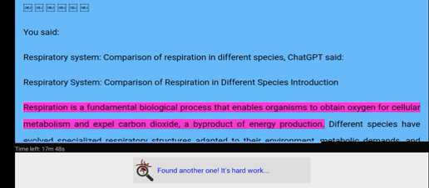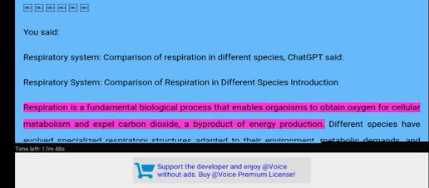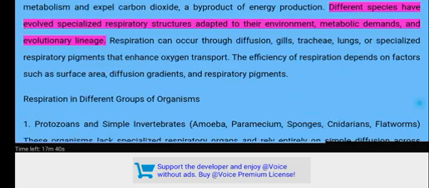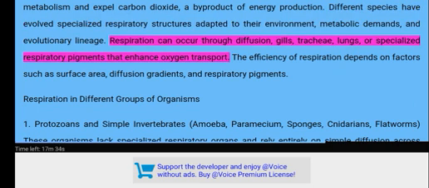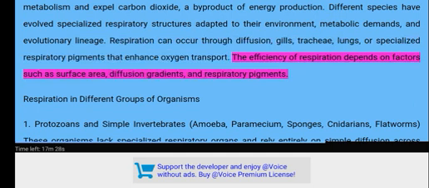Introduction. Respiration is a fundamental biological process that enables organisms to obtain oxygen for cellular metabolism and expel carbon dioxide, a byproduct of energy production. Different species have evolved specialized respiratory structures adapted to their environment, metabolic demands, and evolutionary lineage. Respiration can occur through diffusion, gills, tracheae, lungs, or specialized respiratory pigments that enhance oxygen transport. The efficiency of respiration depends on factors such as surface area, diffusion gradients, and respiratory pigments.